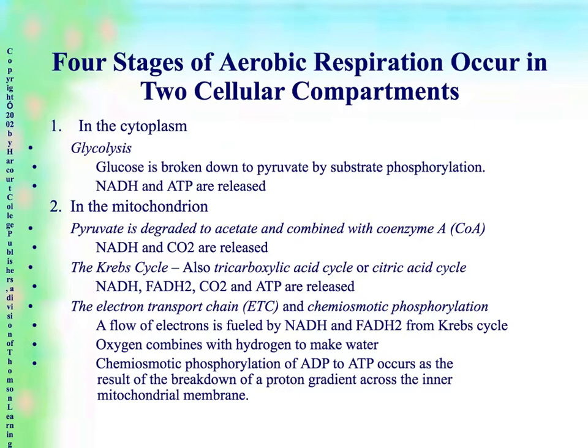In Stage 3, which is the Krebs cycle, NADH, FADH2, carbon dioxide, and ATP are going to be released. And in the last stage, which is the electron transport chain and chemiosmotic phosphorylation, which you have learned in photosynthesis, is when we get NADH and FADH2 is going to fuel our making of our ATP.